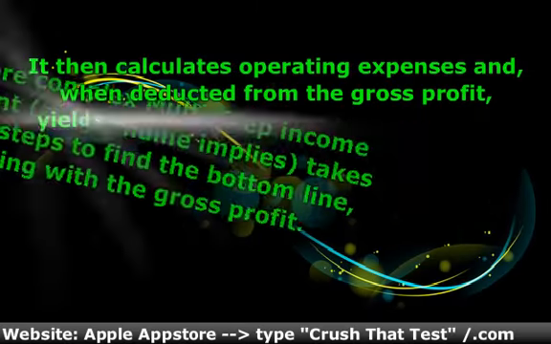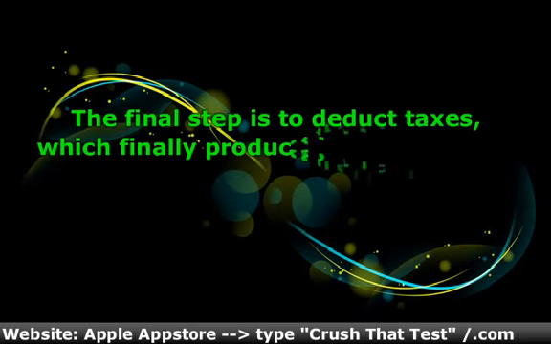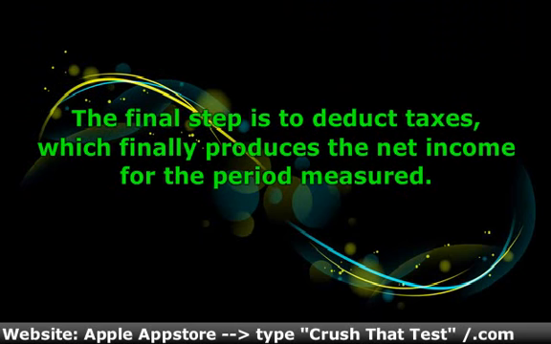It then calculates operating expenses and, when deducted from the gross profit, yields income from operations. Adding to income from operations is the difference of other revenues and other expenses. When combined with income from operations, this yields income before taxes. The final step is to deduct taxes, which finally produces the net income for the period measured.